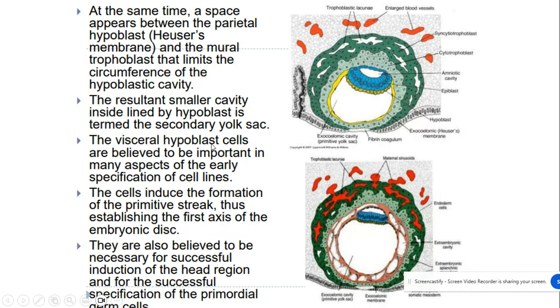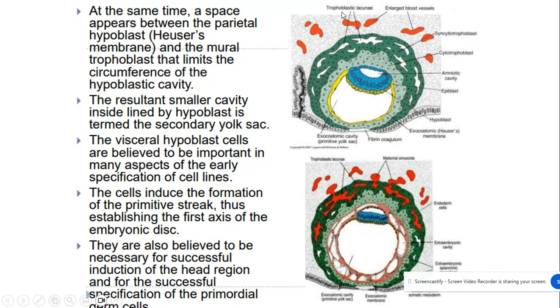All right, so visceral hypoblast cells are believed to be important in many aspects of early specification of cell lines. The cells induce the formation of the primitive streak, thus establishing the first axis of the embryonic disc. They are also believed to be necessary for successful induction of the head region and for the specification of the primordial germ cells, right?